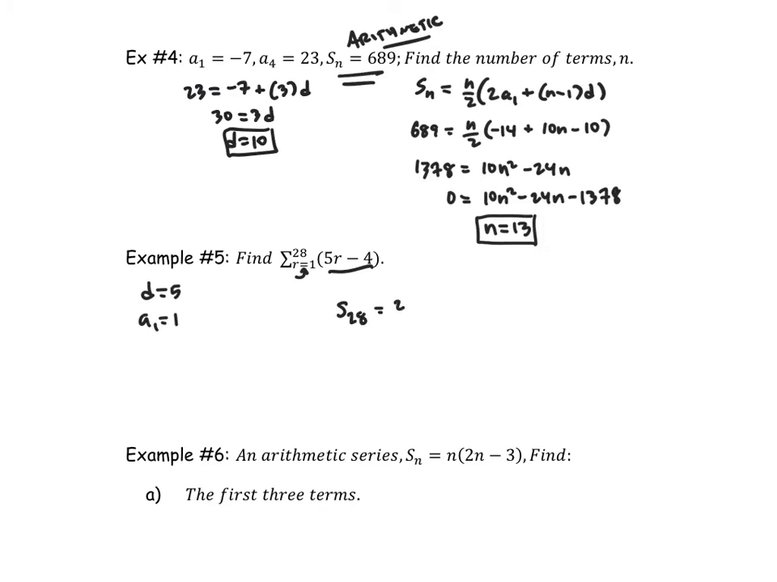First 28 terms sum would be 28 over 2. It would be 2 times the first term, so 2 times 1, plus n minus 1, which would be 27, times the common difference, 5.